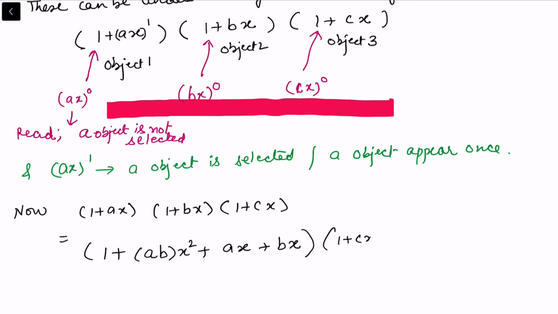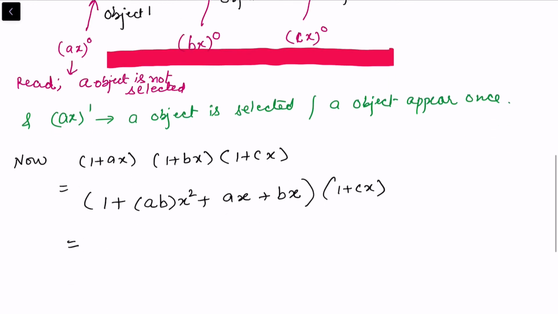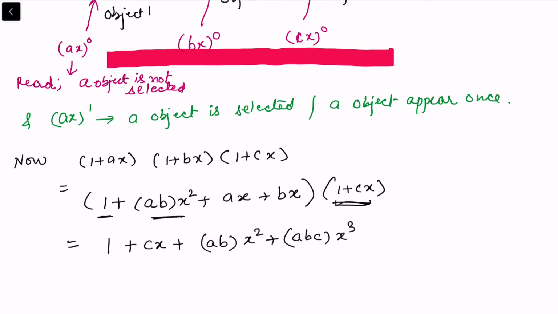And 1 plus cx. Now we multiply again. Let's first multiply this constant to all the terms, so you get 1 plus cx. Then we multiply this term with all these terms. We will have ab x square, then abc x cube. Then we multiply this term with the remaining term, so we get ax, and then ax with the term gives ac x square. And similarly, for the last term I will get bc x square.